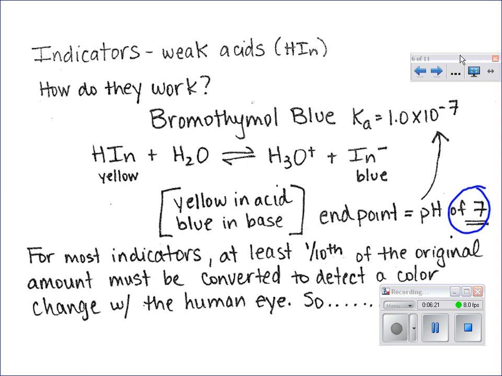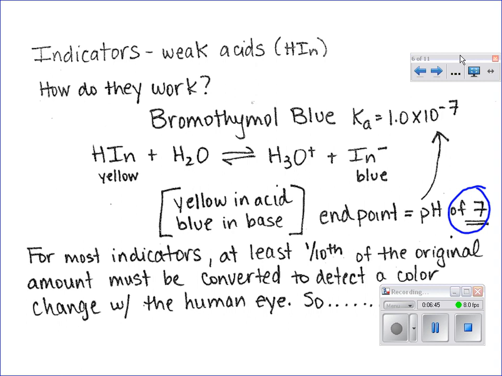So the question is, why do we need plus or minus 1? Well, the human eye can only detect color change if at least 1/10 of the yellow has become blue. Any less than that, we can't see it. And vice versa, if we're going the other direction, 1/10 of the blue becomes yellow. Once we hit that 1/10, we can actually see it.